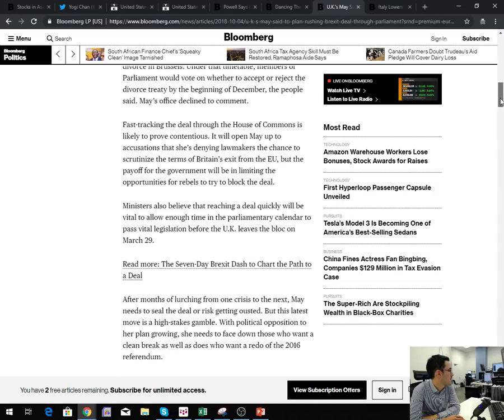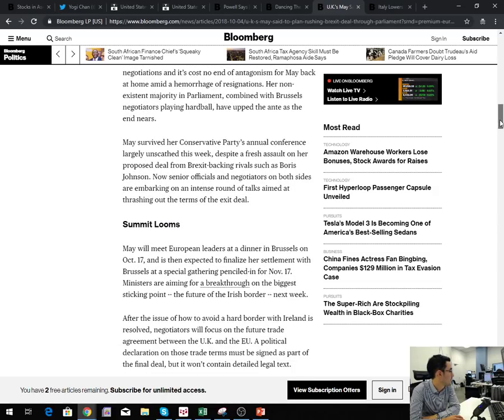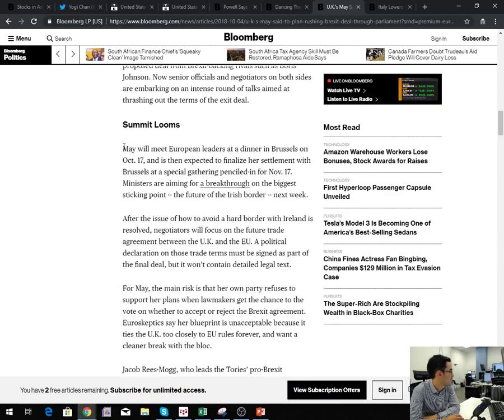Key time frames to look out for are definitely October, November. This is when it really starts to heat up. So here, May will meet with European leaders at a dinner in Brussels. October 17th, you need to put that in your diary, because this is when it's expected to finalise her settlement with Brussels. The big one, though, arguably, is this special gathering, which is penciled in.